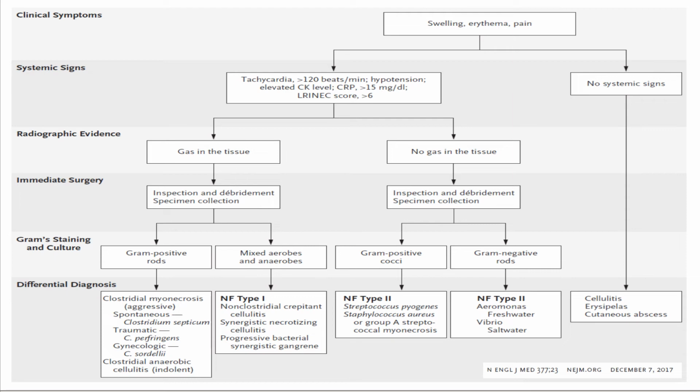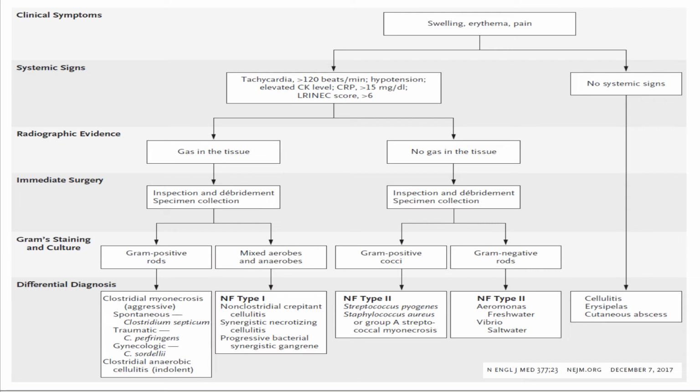Severe cellulitis or necrotizing fasciitis in the early course may look the same. If the patient has systemic symptoms, then you should do imaging of the affected tissue or part of the skin to see whether there is gas or no gas in the tissue. And if the infection is spreading rapidly, you should consult for debridement and collect the specimen to determine the specific pathogen.